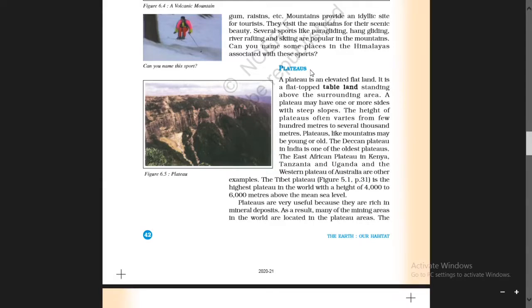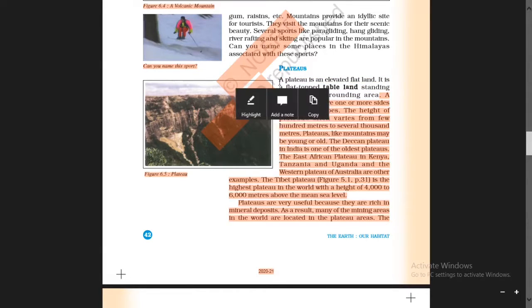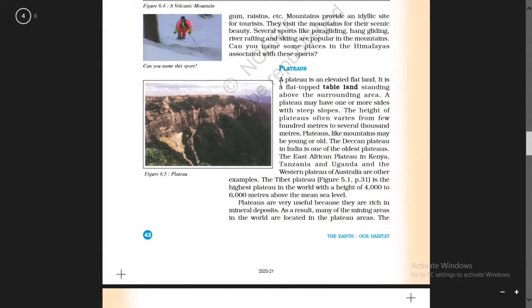Now let us see plateaus. A plateau is an elevated flatland. It is a flat topped tableland standing above the surrounding area. Underline it. It may be asked what is a plateau. Answer you have to write. A plateau is an elevated flatland. Okay, somewhat higher than a valley and lower than a hill. It is a flat topped tableland, like a table, standing above the surrounding area.